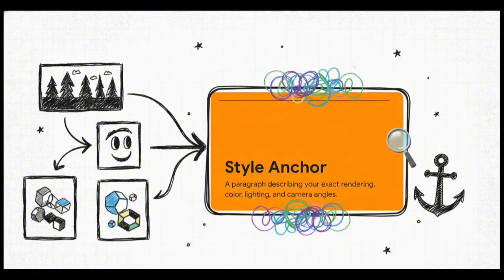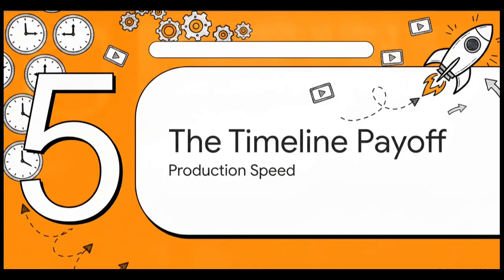This is just a 40 to 60 word paragraph describing your exact rendering style, color palette, lighting, and camera angles. You write this thing once and then append it to literally every single image prompt for the channel. Boom! Ruthless visual consistency. Section 5, the timeline payoff.